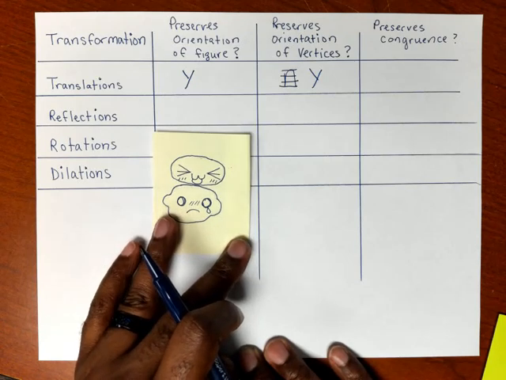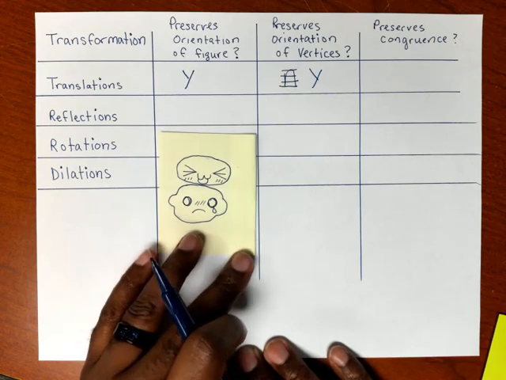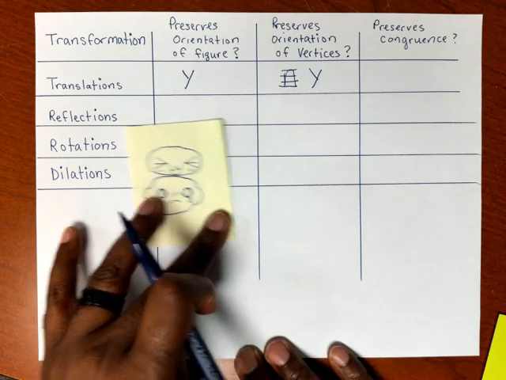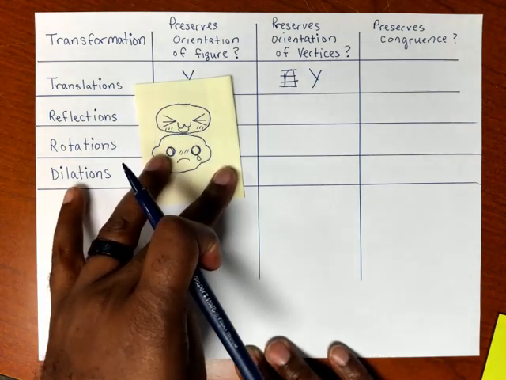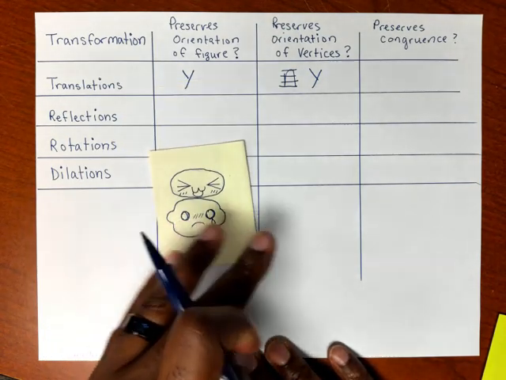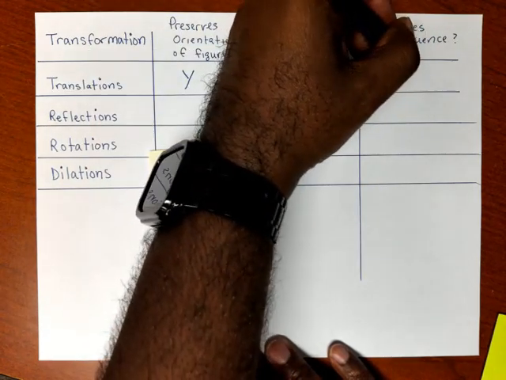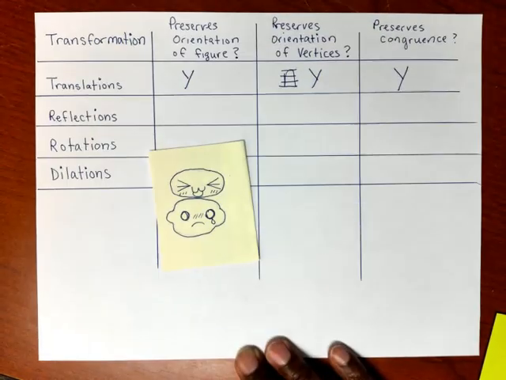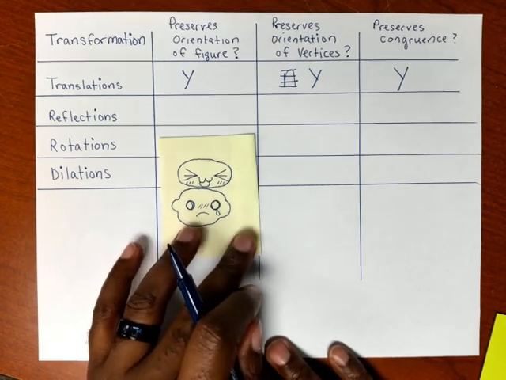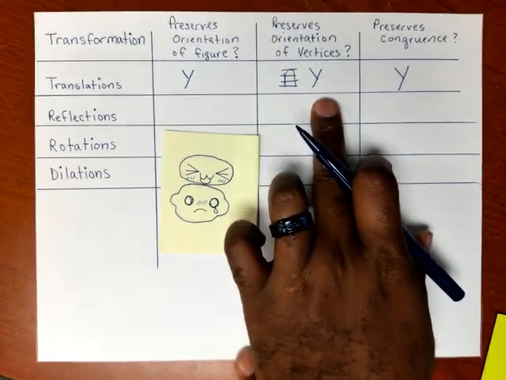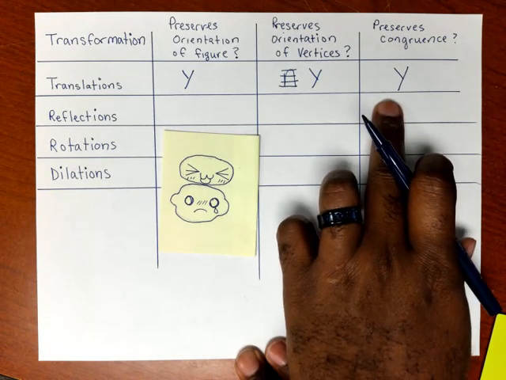So what about congruence? Does this, when I slide it, change shape, change size? No. So it does preserve congruence. So nothing changes with this. It stays the same. So yes, it preserves orientation. Yes, it preserves vertices. Yes, it preserves congruence.